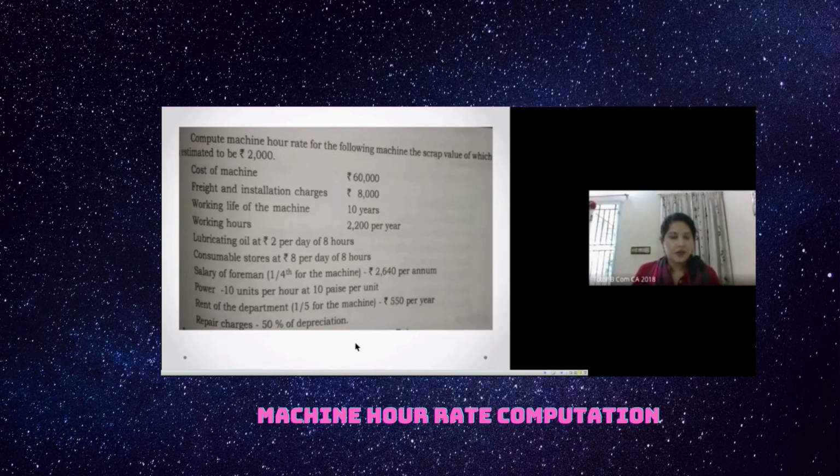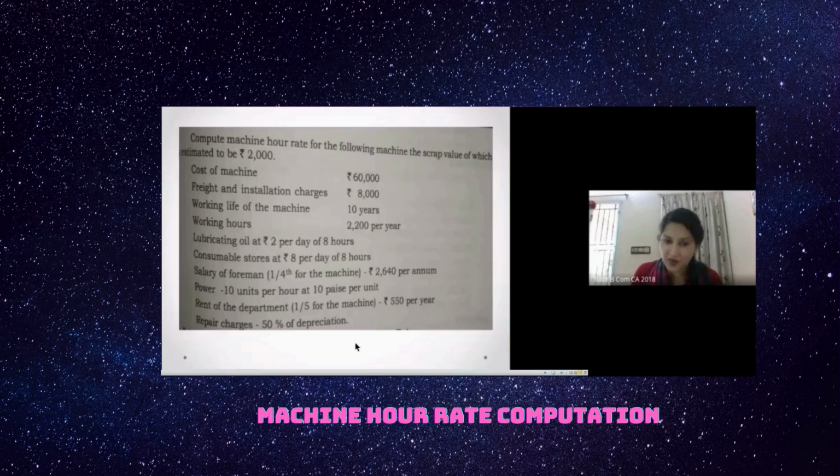Then going with the first, lubricating oil at 2 per day. Of course, we know that this is an expense that can be related to a particular machine, the functioning of the machine. So it is 2 per hour, used for 8-hour expense being incurred. Then the next is consumable stores. There also you're given what the expense is, 8 per day of 8 hours, right? Per day of 8 hours. So it is hourly. That's why it is expressed in hours.